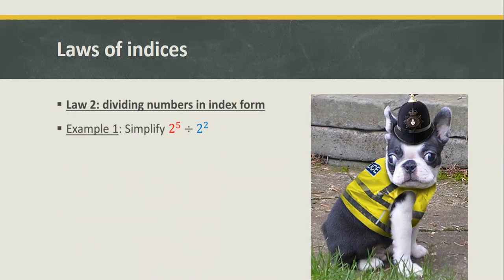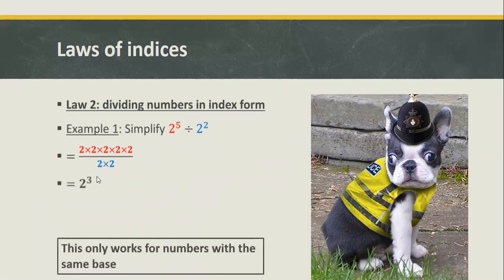So keep calm. Okay, example 1. Simplify 2 raised to the power of 5 divided by 2 raised to the power of 2. So this is the division law. We express this first: 2 times 2 times 2 times 2 times 2, that is 2 in 5 places, divided by 2 times 2. So what do we have? We cancel the 2s. So we should have 2 raised to the power of 3.